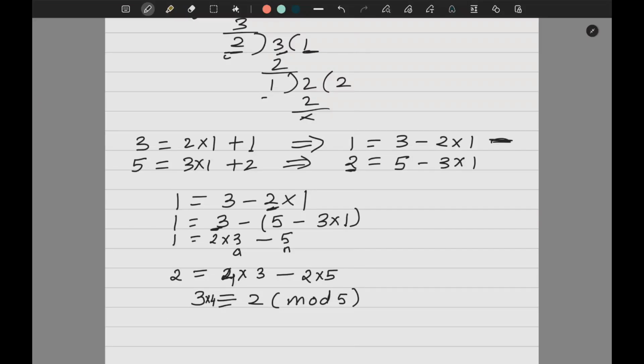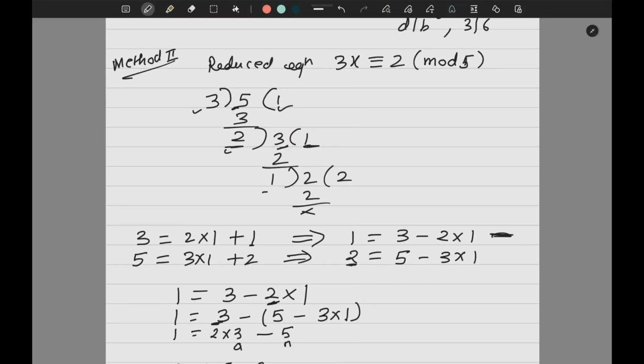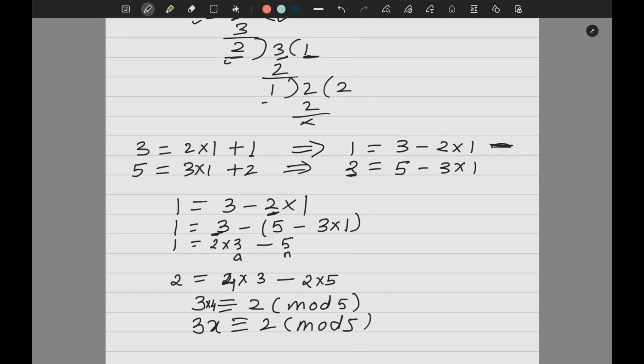Now compare this with your question. What is your question? 3x congruent to 2 mod 5. This was the question. See your reduced equation, 3x congruent to 2 mod 5. Now if I am comparing, what is happening? This is same, this is same, this is same. So what is the value of x? X is equal to 4. That is my solution.